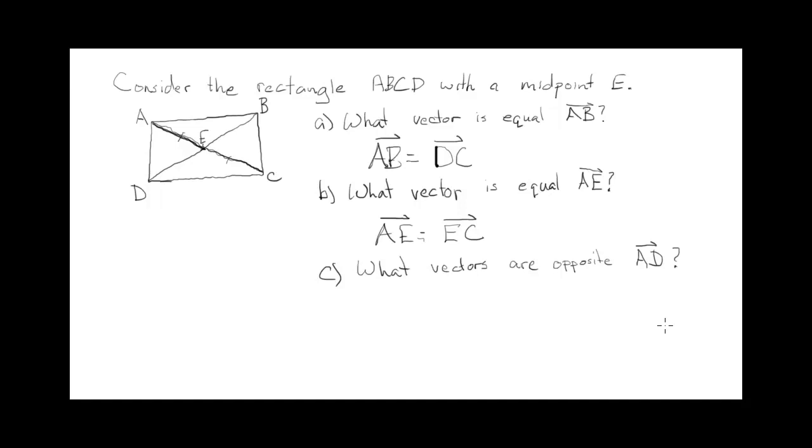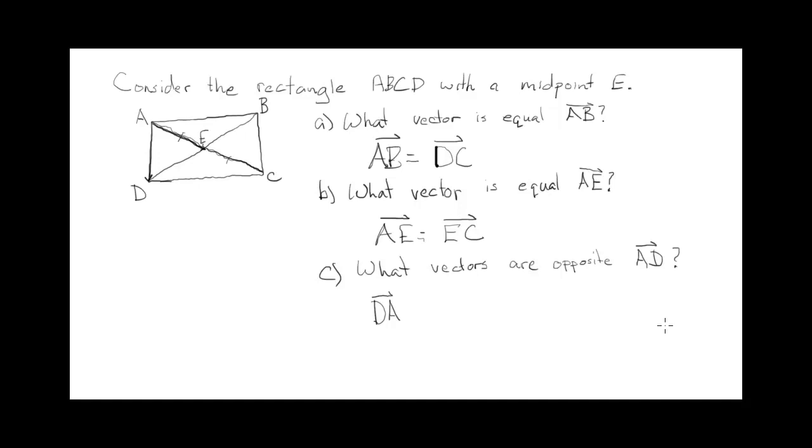What vector or vectors are opposite AD? So AD is this vector here, going down from A to D. So in order to be an opposite vector, it has to be of the same magnitude, but in the opposite direction. An easy one, and you don't even need the picture to know this, opposite to AD would be DA, right? DA is automatically going to be opposite.